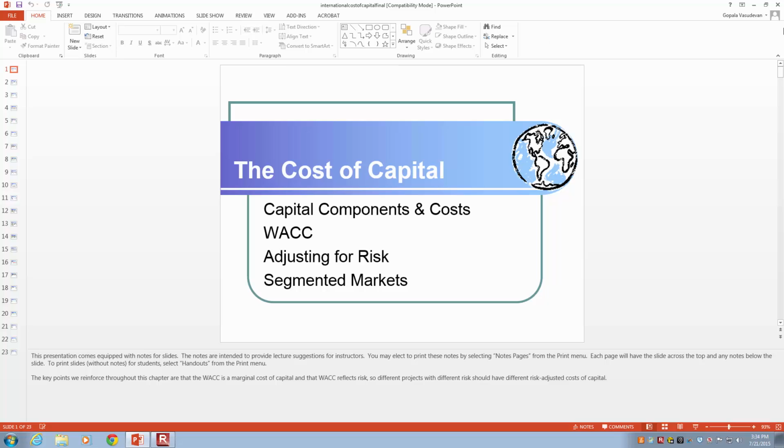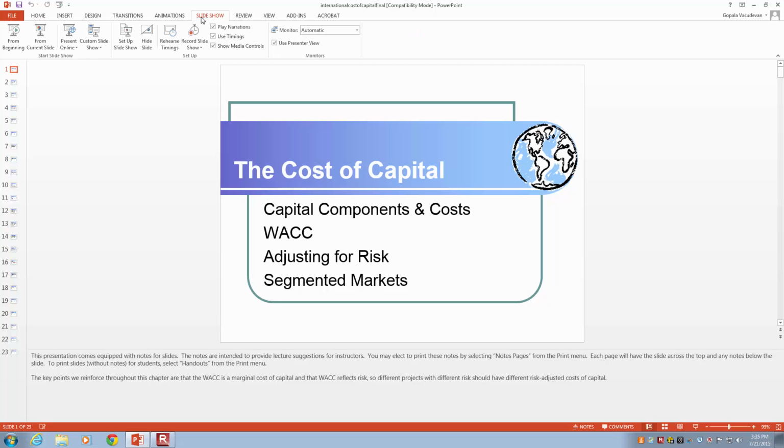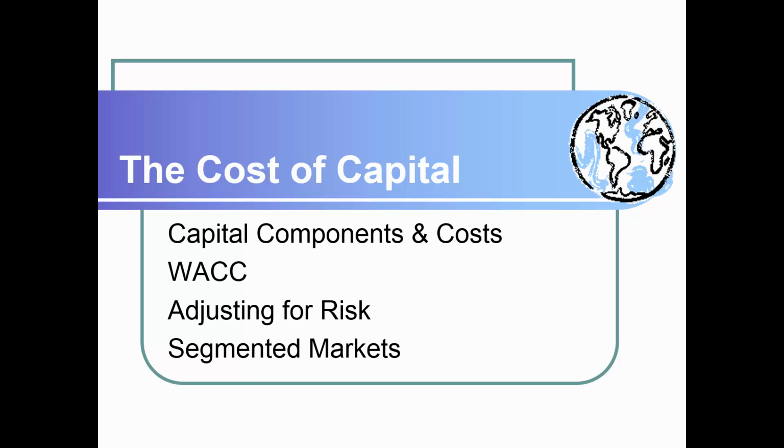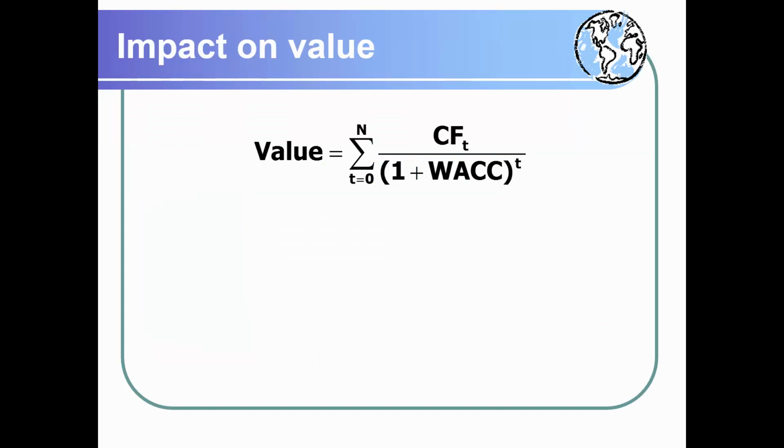Today we're going to talk about the international cost of capital. So what do we have to do here when you talk about the international cost of capital? We want to talk about the different components of the cost of capital. We want to talk about the weighted average cost of capital, how we adjust for risk, and what happens when we have segmented markets. Okay, so that's what we want to do here today.